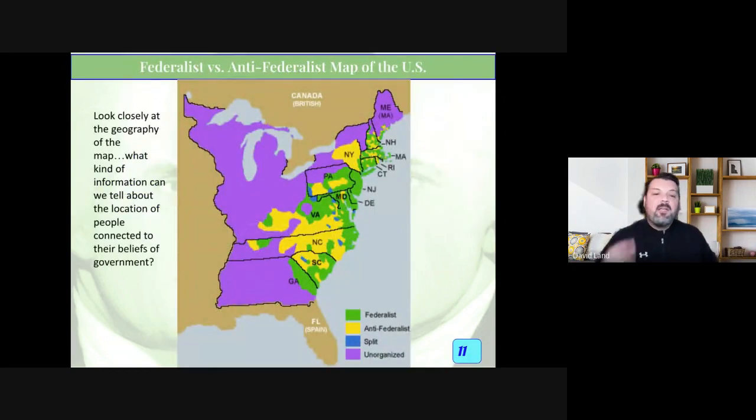So looking closely at this map, answer that question that I'm putting on the chart there. And we'll look at the differences of how the beliefs of people are affected. Look at the green versus the yellow there, and you can see how the location of Americans really affects their beliefs at the time of federal government versus states' rights, people power.